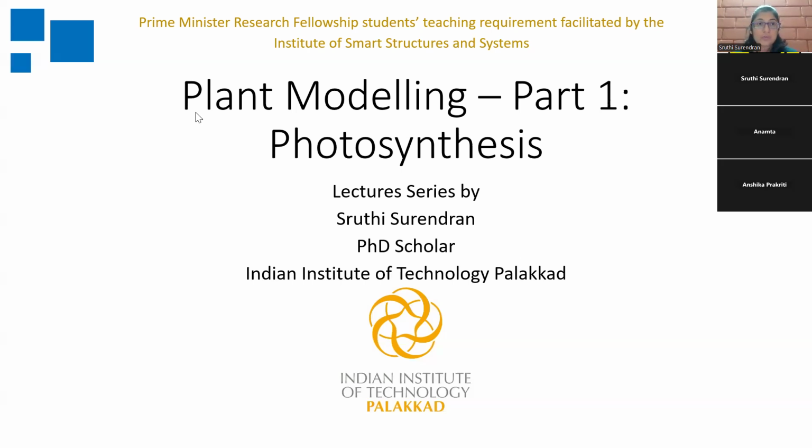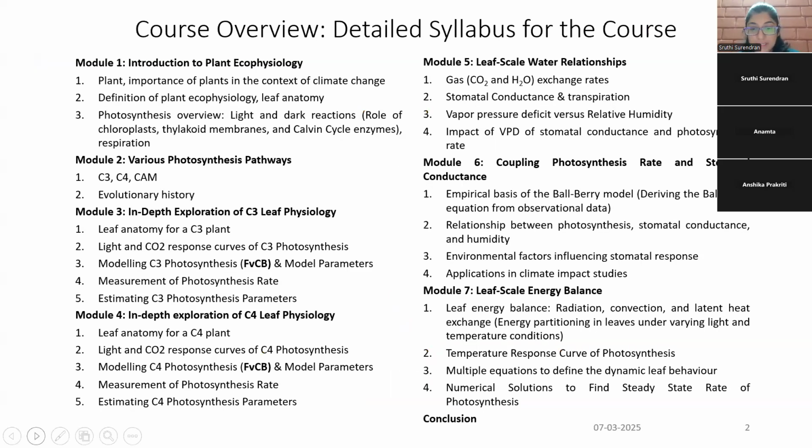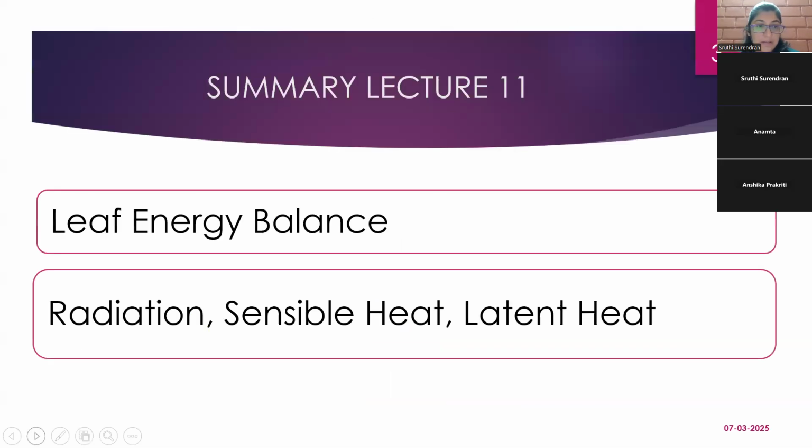Yeah. So today, till the last class, we were dealing with the leaf scale energy balance, where we learned about the different components of energy balance, the radiation component, sensible heat, and the latent heat, and how leaf energy balance is represented. And this leaf energy balance is primarily important to obtain the leaf temperature, which is a very important parameter as far as plants are concerned.